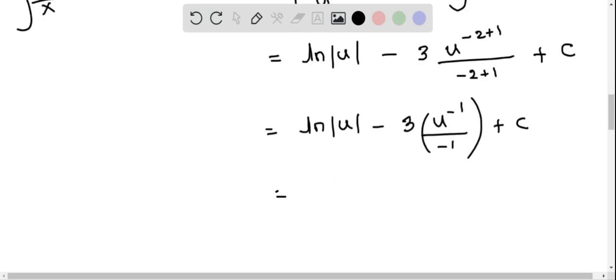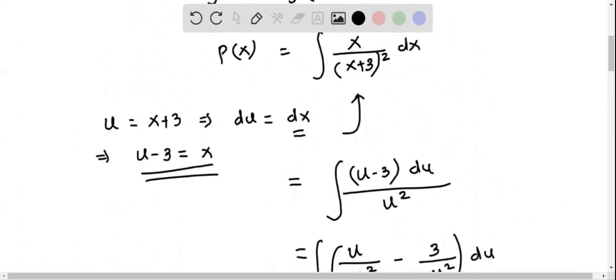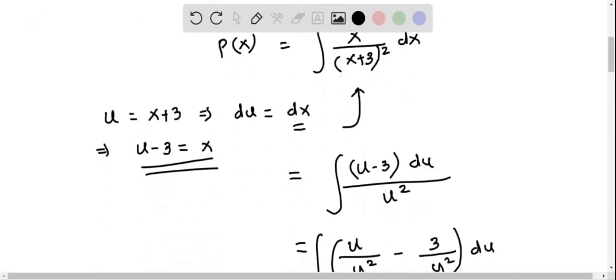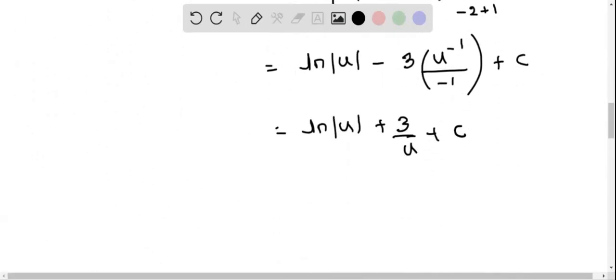So now, let's simplify this. Natural logarithm of the absolute value of u. This minus and minus will become plus, so therefore this becomes plus 3. U to the power minus 1, I can write as 1 over u. So therefore, this becomes 3 over u plus c. Now I can replace the u, which we did in the substitution, u equal to x plus 3. So therefore, this is going to become the natural logarithm of the absolute value of x plus 3, plus 3 over x plus 3, plus c.